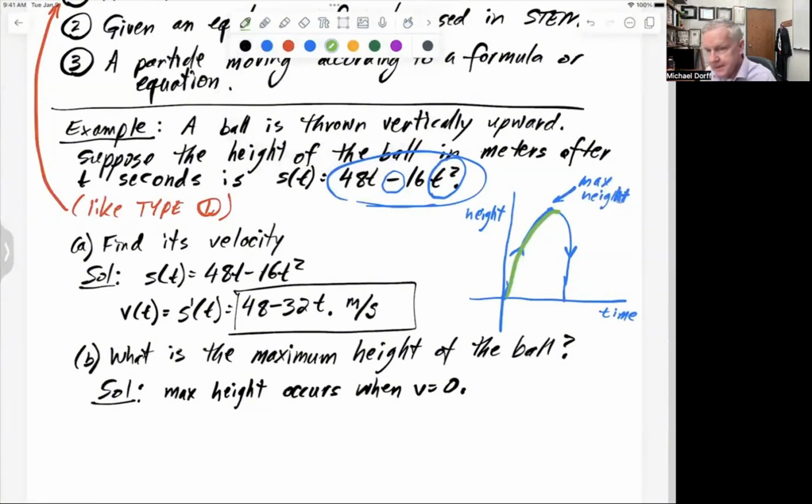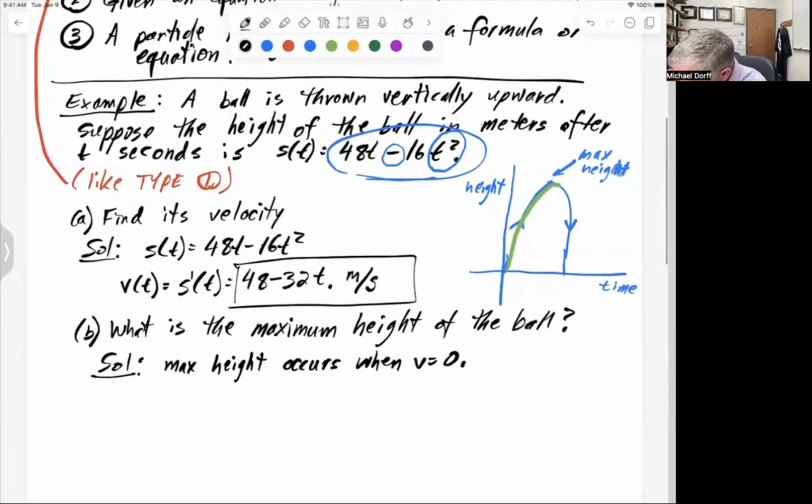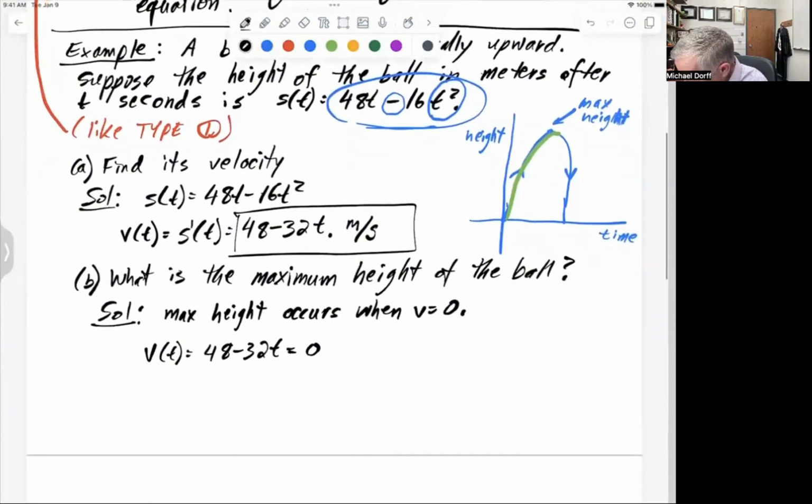It's a positive velocity as it's going up, and then when it comes down, it's a negative velocity, and at the very top of it, the velocity is 0. So we'll use that fact then. Remember, the velocity from what we did in part A was 48 minus 32t. If we set that equal to 0, we can now solve for t, and that will give us the time that we're at the top.